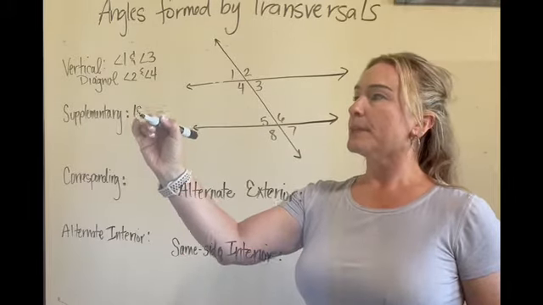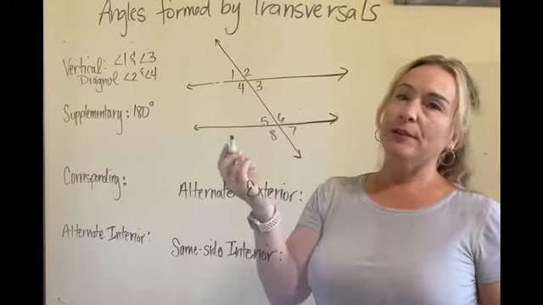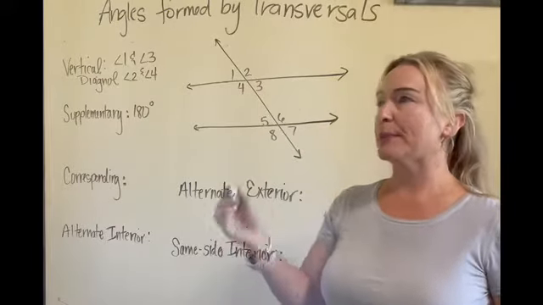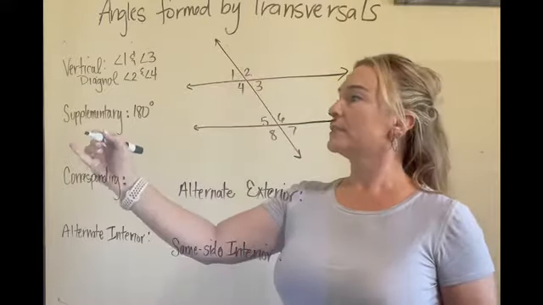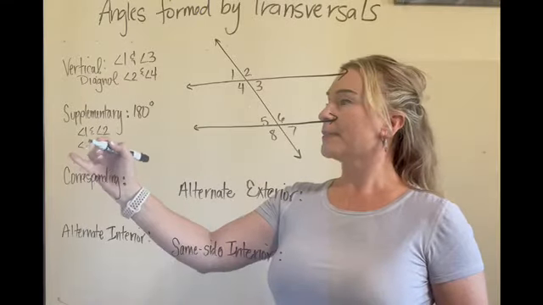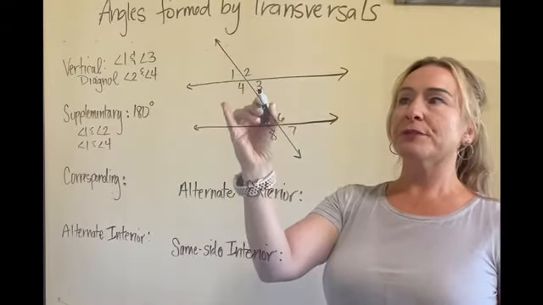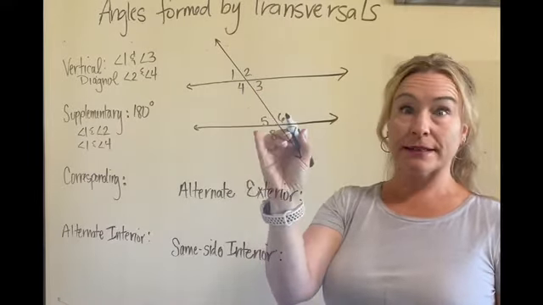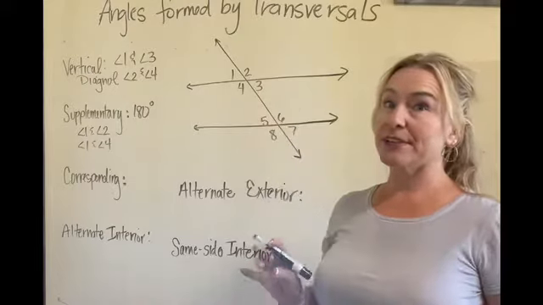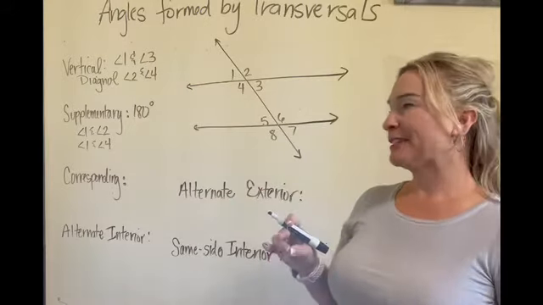Supplementary, if you remember, supplementary make 180 degrees. So any two angles that share a common ray and create a straight line are considered supplementary. So let's just look at a couple. Angles 1 and 2 would be considered supplementary. Angles 1 and 4 are considered supplementary. There's a lot of supplementary angle relationships on this particular image. 2 and 3, 3 and 4, 5 and 6, 5 and 8, 6 and 7, 7 and 8. All of those have supplementary relationships. So I'm not going to list them all, but hopefully you got the picture there.